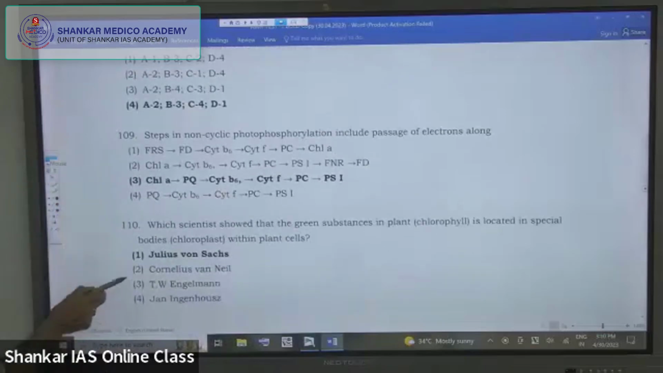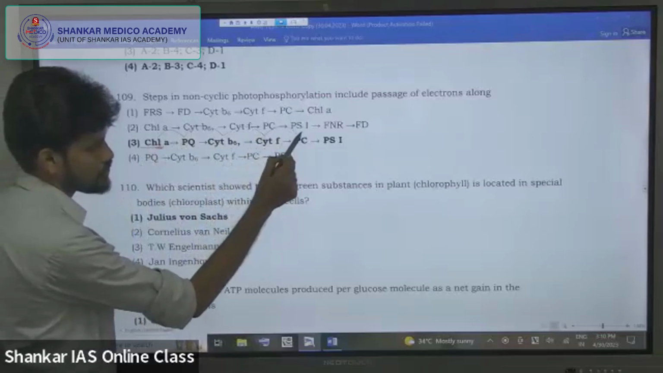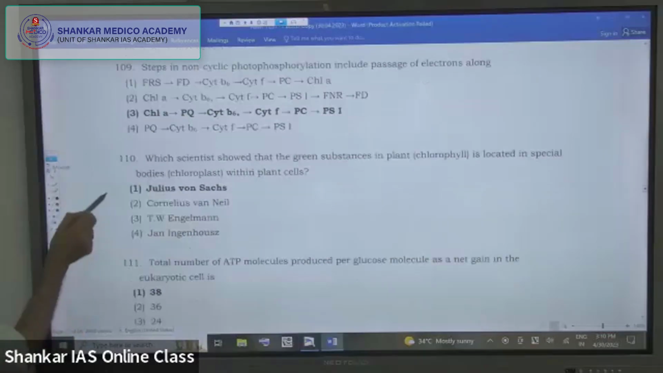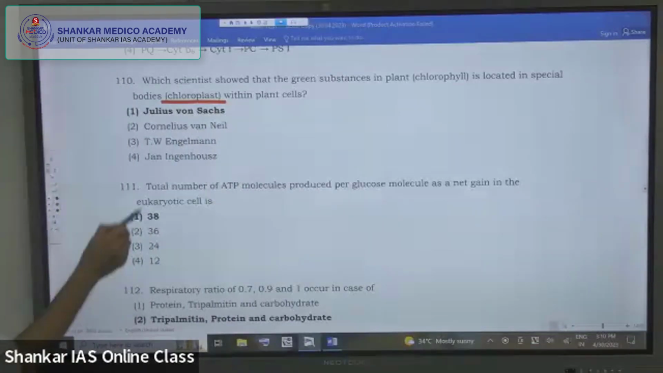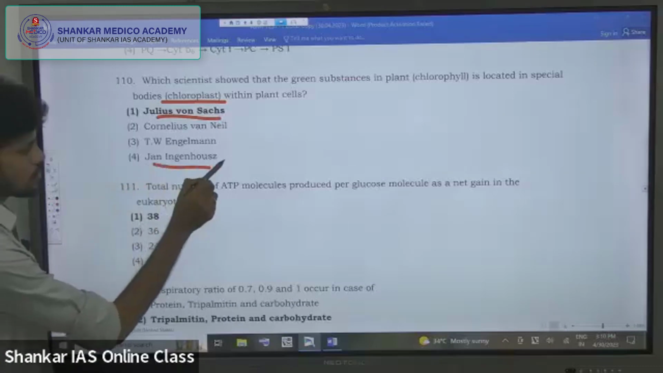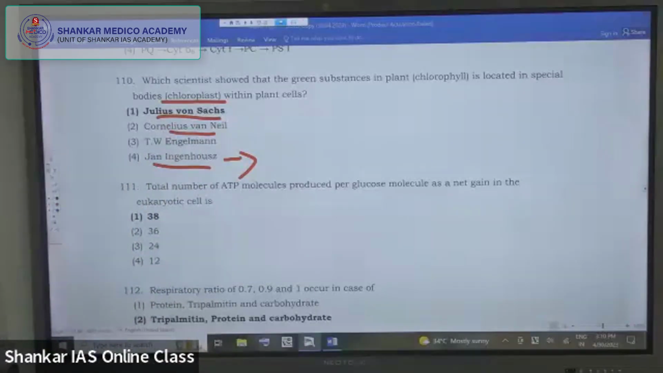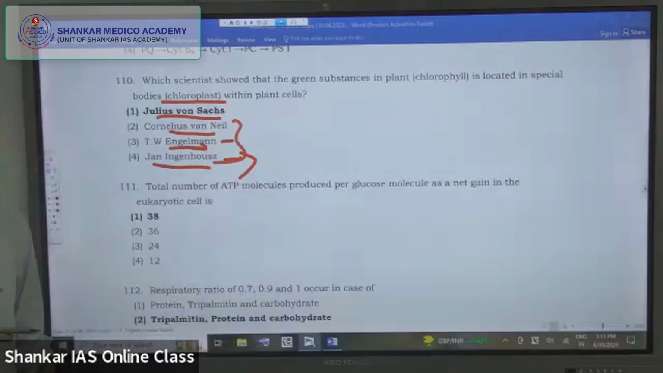Next, the steps in non-cyclic photophosphorylation, including the passage of electrons. It starts with the reaction center, which is chlorophyll a, followed by plastoquinone, cytochrome b6, cytochrome f, plastocyanin, and photosystem 1. This is the correct sequence of the pathway in non-cyclic photophosphorylation. Then, which scientist showed that the green substance in plants is located in specific bodies, the chloroplasts, within plant cells? That was proposed by Julius von Sachs. Jan Ingenhousz proposed that sunlight is essential for photosynthesis. Cornelius van Niel did the experiment on purple sulfur bacteria, showing how carbon dioxide is reduced into carbohydrate. T. Engelmann did the prism experiment with algae. So these three are not related to this, and Julius von Sachs is the correct one.